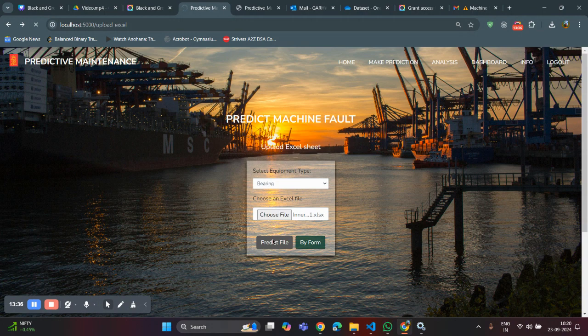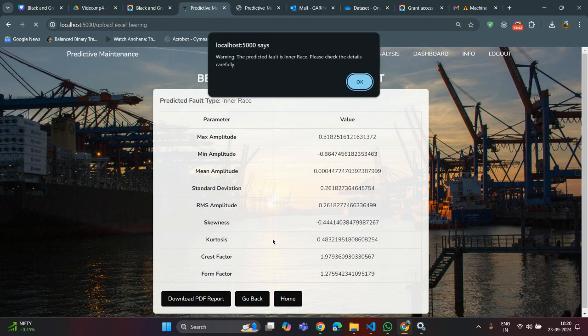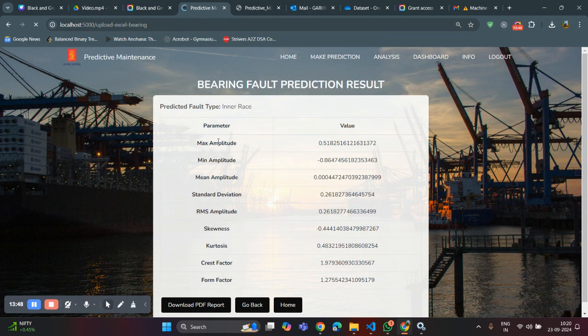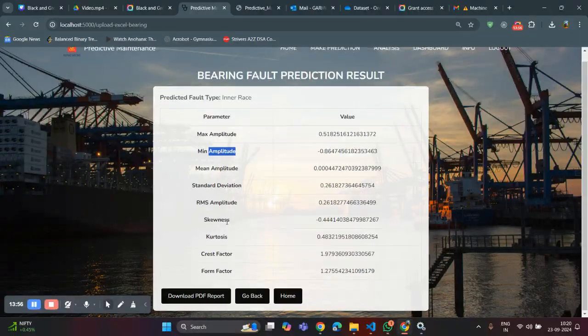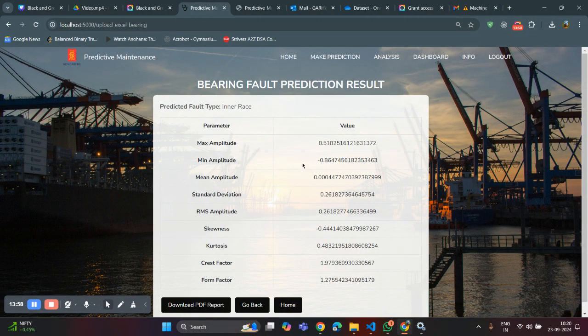Just wait for a few seconds. Our machine is processing the data and getting the output for us. See, it is producing inner race fault. These are the parameters like maximum amplitude, minimum amplitude, mean amplitude, standard deviation, RMS value, skewness, crest factor, and form factor. Those are some of the factors which we have generated.